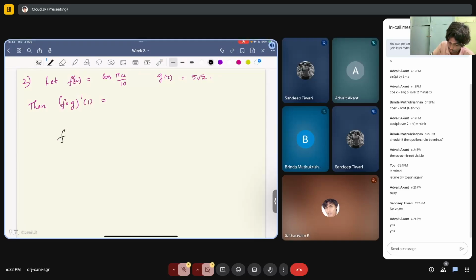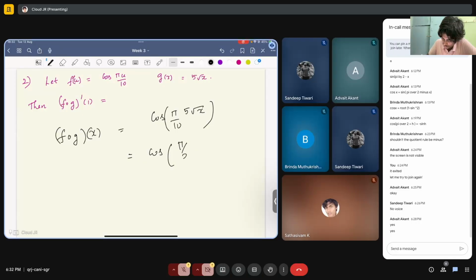Let's first find the composition. So this will be cos of pi by 10, but instead of u you have g here, so this will be 5 root x. So this is your function. Now we just have to find the derivative of this. Here we can simplify this if you want, and this is cos of pi by 2 root x.